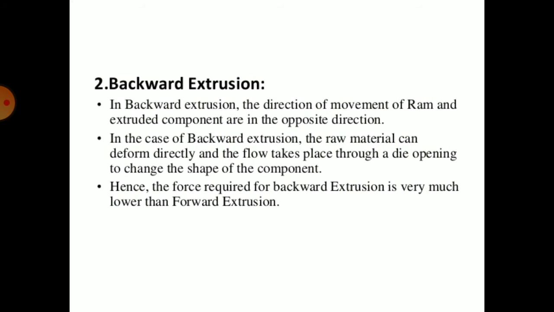Second is backward extrusion. In backward extrusion, the direction of movement of the ram and the extruded component are in opposite directions. So in the case of backward extrusion, the raw material can deform directly as the flow takes place through the die opening to change the shape of the component. Hence, the force required for backward extrusion is much lower than forward extrusion because there is no friction with the walls.